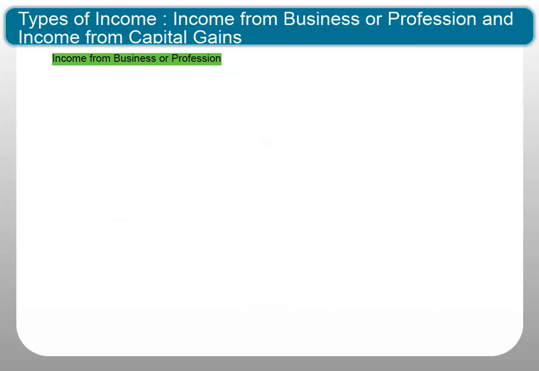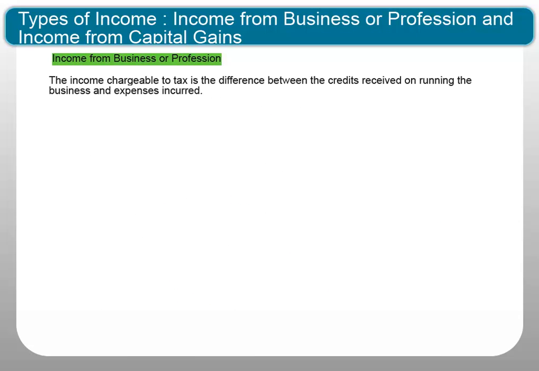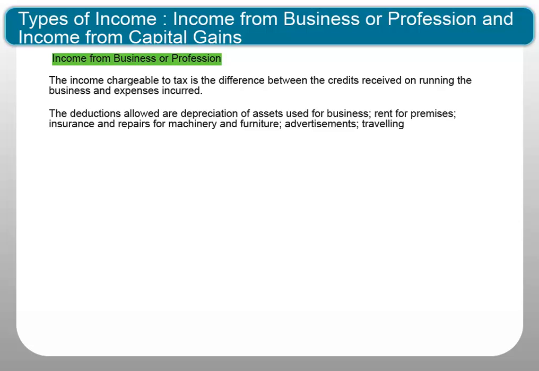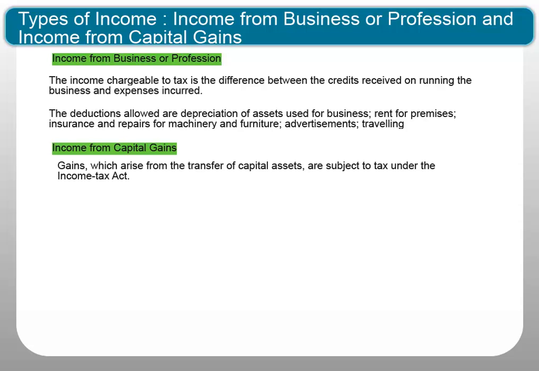Income from business or profession is the difference between the credits received on running the business and expenses incurred. One can deduct expenses for running the business such as depreciation of assets, traveling, etc. Gains which arise from the transfer of capital assets are subject to tax under the Income Tax Act.